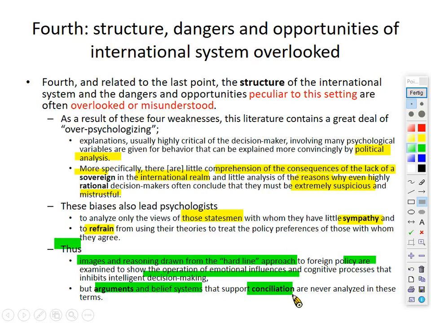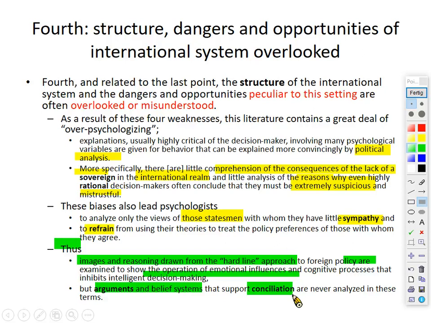But a lot of time when we talk about international relations, it's not only about conflict. A lot of time it's about conciliation. We try to make friends, right? People with different interests would make friends. And the process of conciliation is never analyzed in these ways. This is the problem. So when we talk about international relations, you have to imagine this.